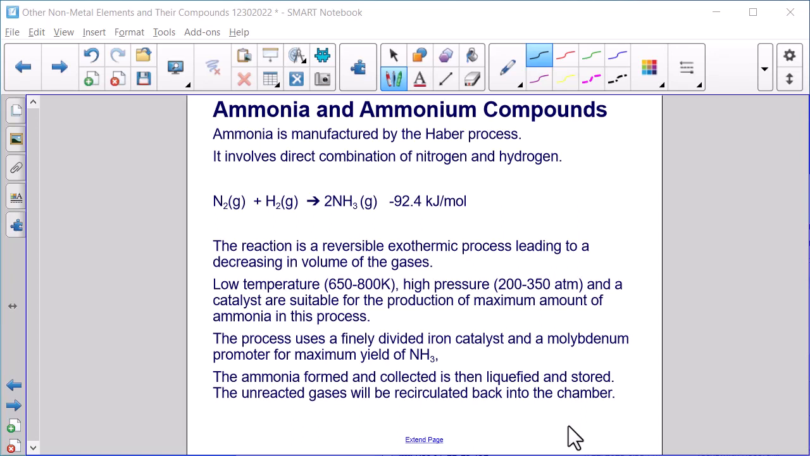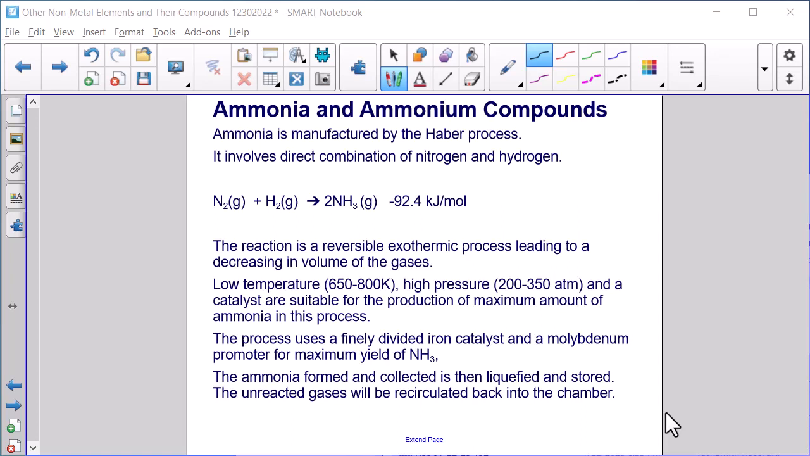Ammonia and ammonia compounds. Ammonia is manufactured by the Haber process. It involves direct combination of nitrogen and hydrogen to produce ammonia. The reaction is a reversible exothermic process leading to a decrease in volume of the gases. Low temperature, high pressure, and a catalyst are suitable for the production of the maximum amount of ammonia in this process.